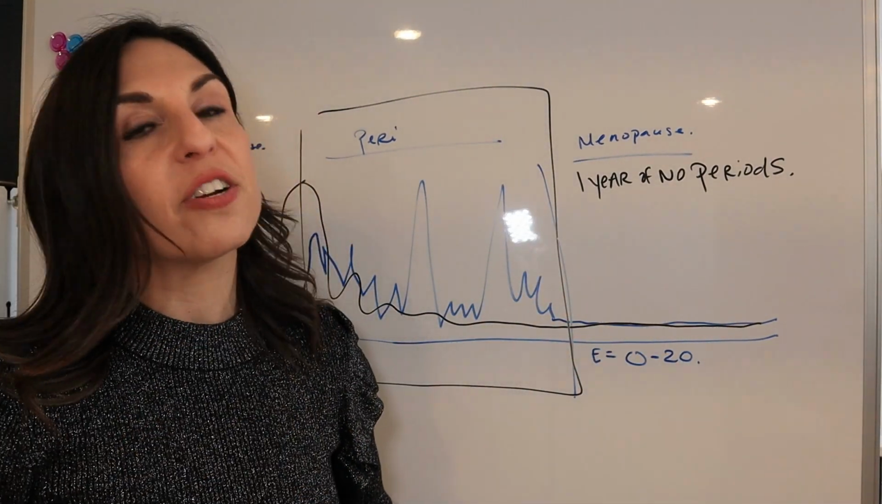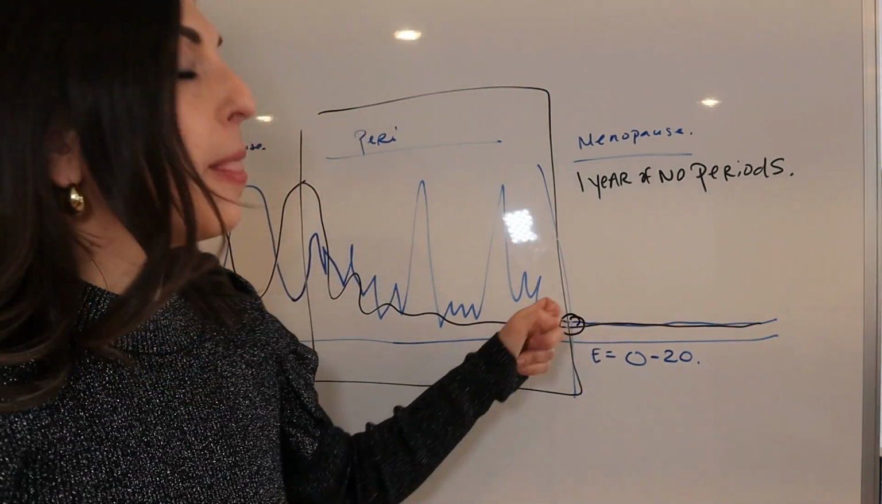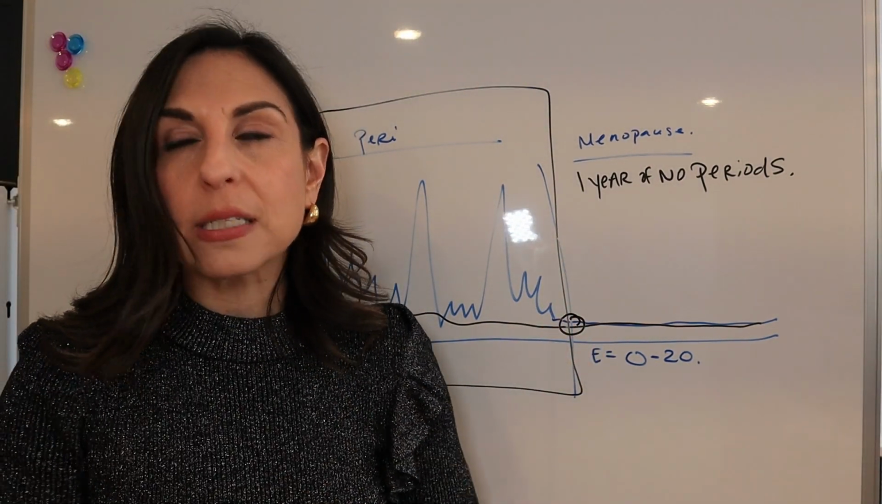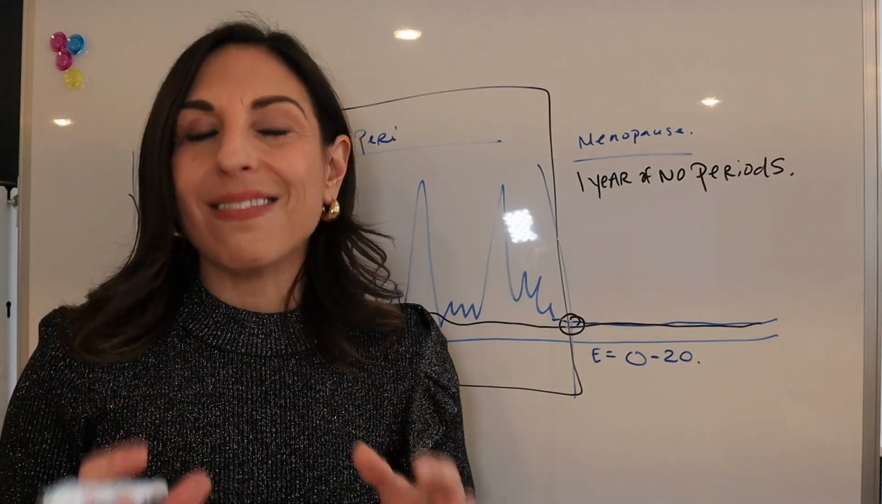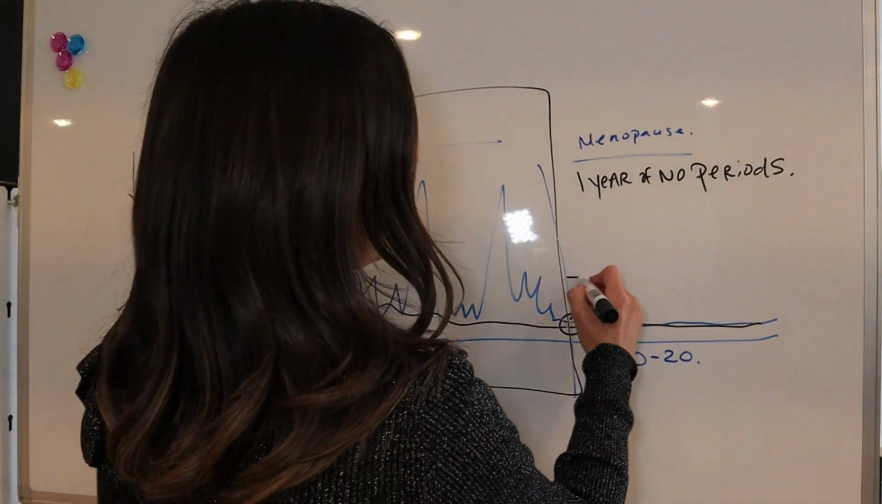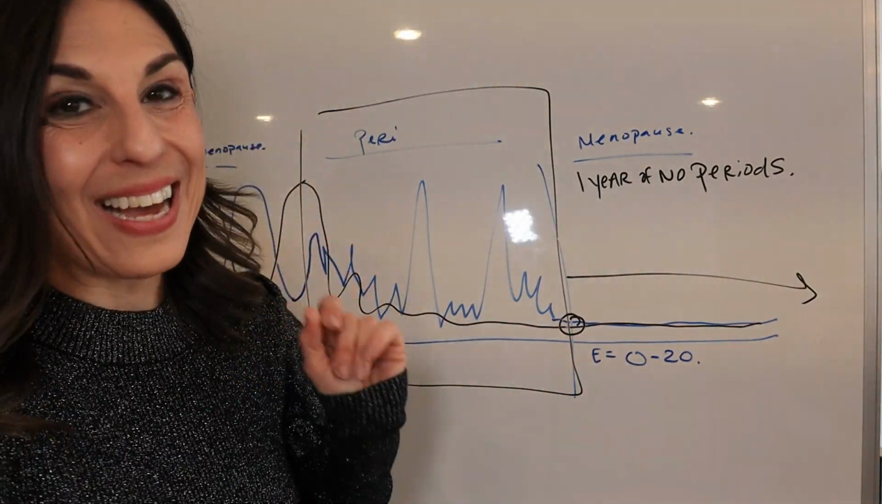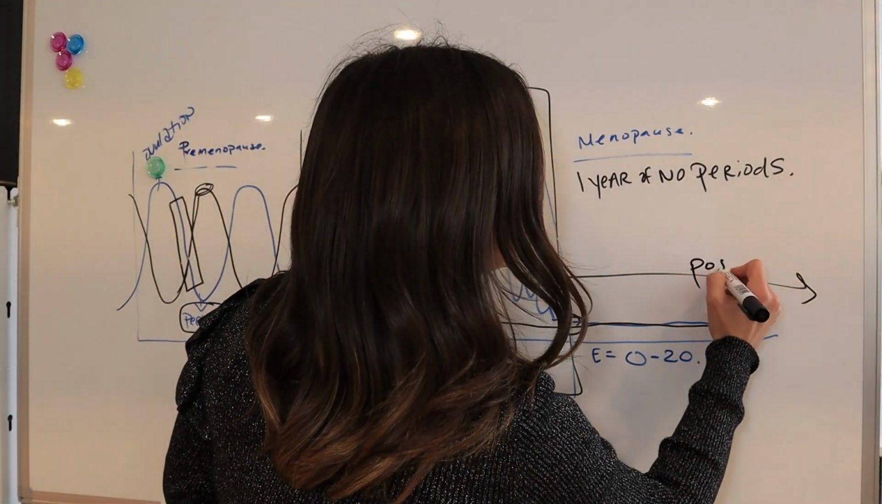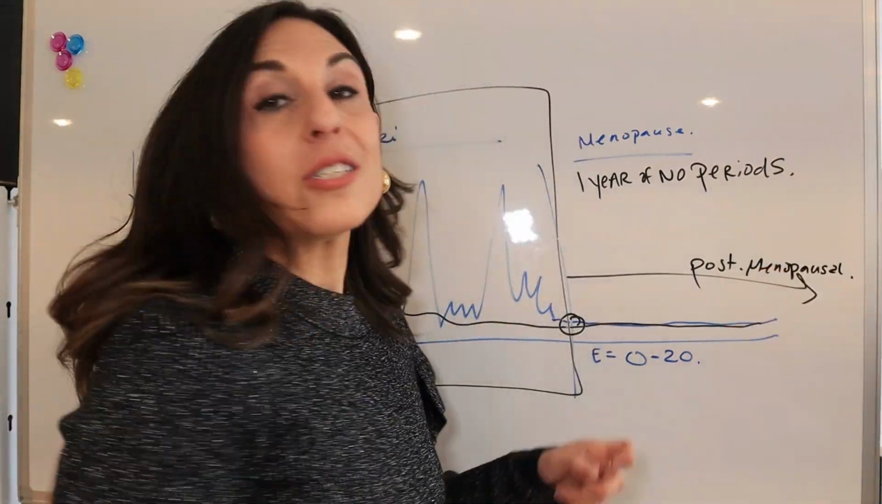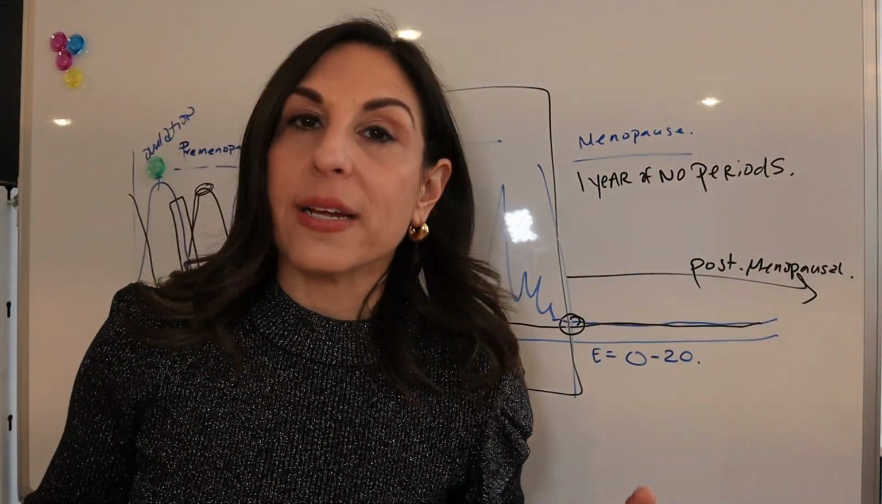And this is actually very, very interesting. Menopause is actually this day. It's when it's been 12 months of no bleeding. You can say, this day I am in menopause. And every day after that, you're actually post-menopausal. This is post-menopause. So that's post-menopausal. Once you're postmenopausal, you're always postmenopausal.